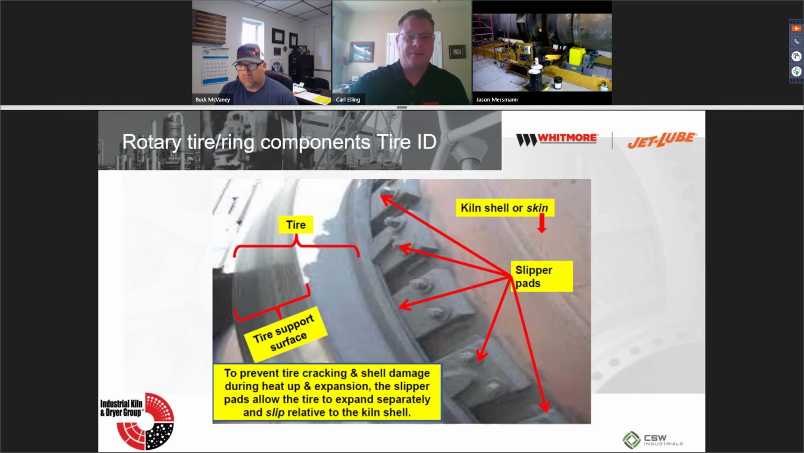The challenge is it heats up. You've got a lot of heat going through there. I know dryers don't operate at the same temperature as a kiln, but there's still high heat. You still have expansion of metal that you're trying to protect. And this shell and slipper pads allow that little bit of slip during expansion. So that's what we want. We want to lubricate. It's a small space, but we've got a product that'll wick right in there and lubricate it.